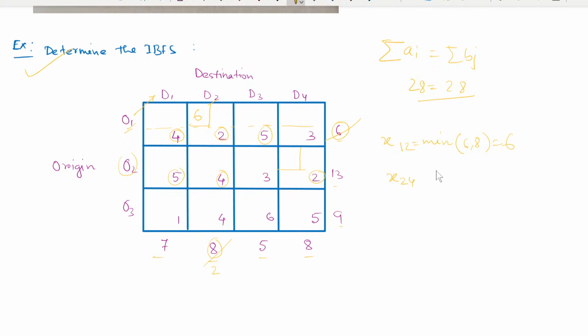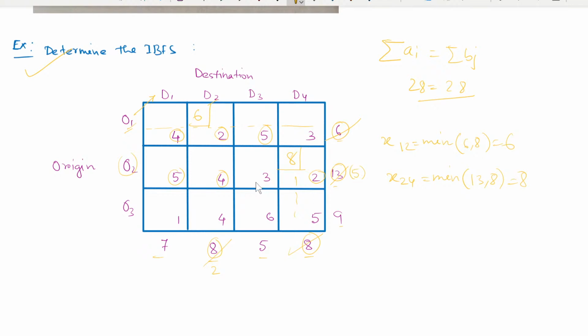So x24 equal to the minimum of this 13 and this 8. The minimum of 13 and 8 is 8, therefore we allocate 8 here. Now the demand for the destination D4 is exhausted, since 8 is cancelled here, and the availability from the origin 1 is now 5 units remaining.